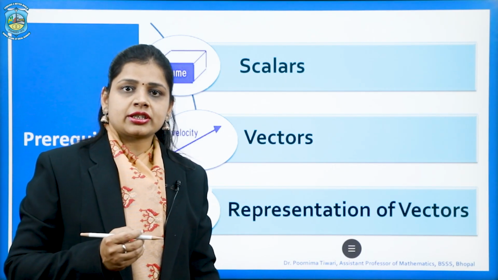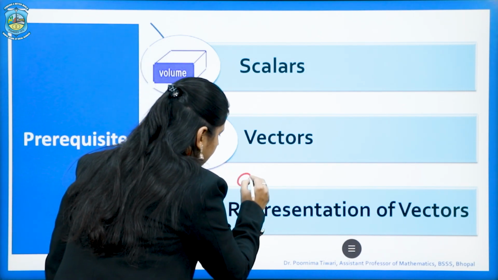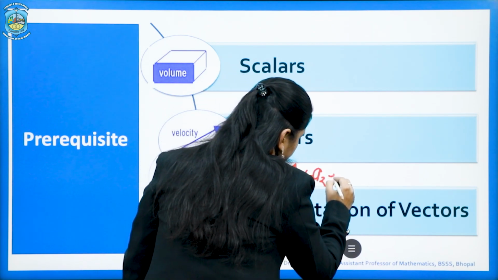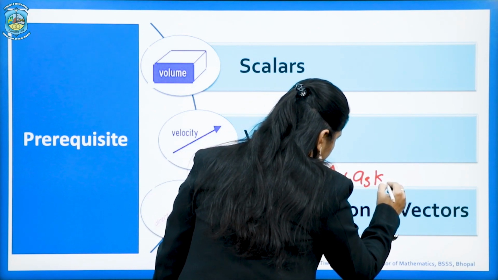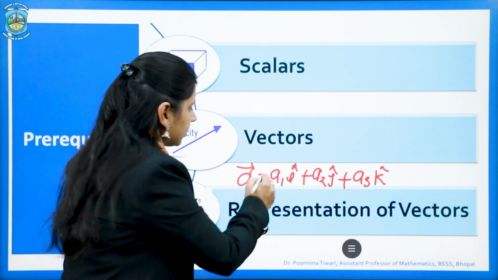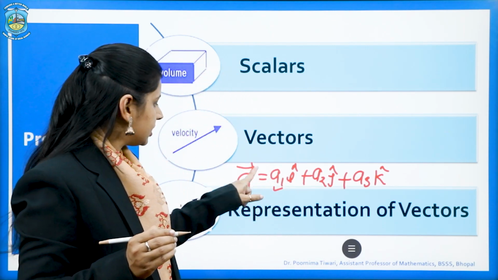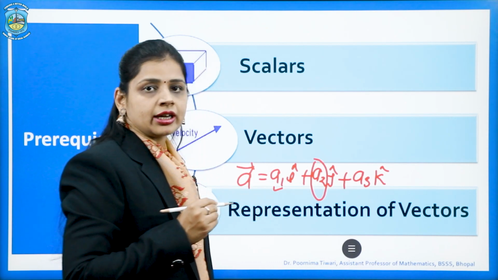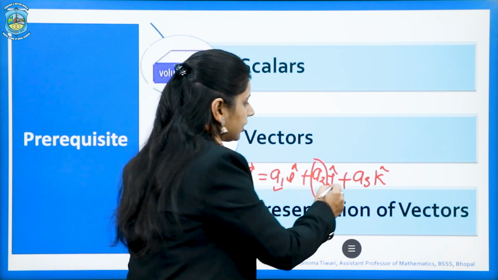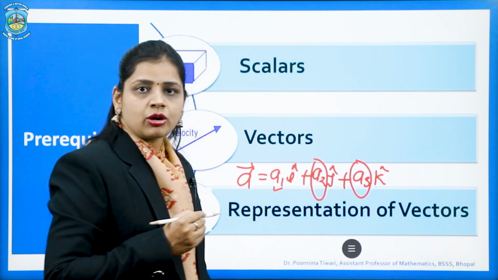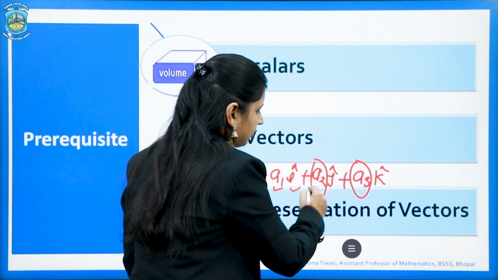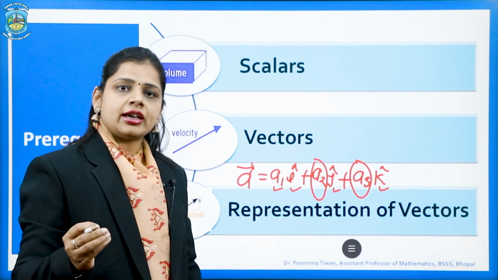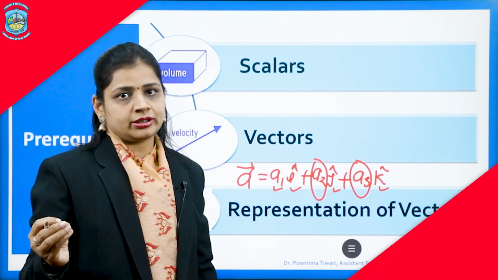The standard representation of a vector, say vector A, is given by A1 i cap plus A2 j cap plus A3 k cap, where A1 is the component of vector A along x-axis, A2 is the component of the vector A along y-axis, A3 is the component of this vector along z-axis, and i cap, j cap, k cap are unit vectors along x-axis, y-axis and z-axis respectively.